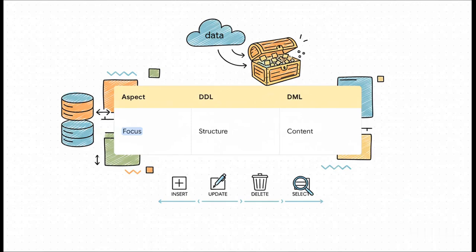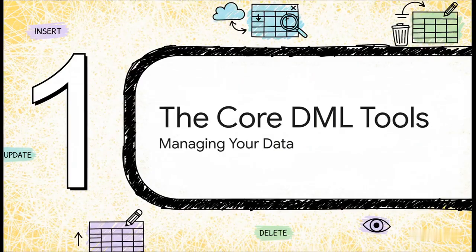Now, it's really important to understand the difference between DML and another thing called DDL, or Data Definition Language. Think of it like this. DDL is the architect's blueprint. It creates the tables, defines the columns, it builds the structure of the house. DML, on the other hand, is all about the furniture you put inside that house. It deals with the actual data, the content. So one builds the house and the other furnishes it. It's a key difference.